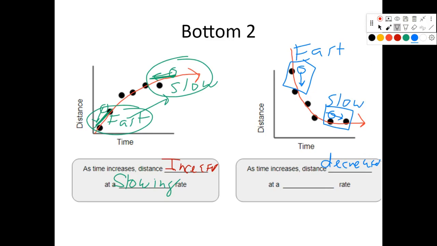So again, we're going from a fast drop to a slow drop. We would call that a slowing rate. So whenever the line is leveling out at the end, that's a slowing rate. And you'll notice in both of my examples, as you move to the right on the graph, it's slowing down, slowing rate.